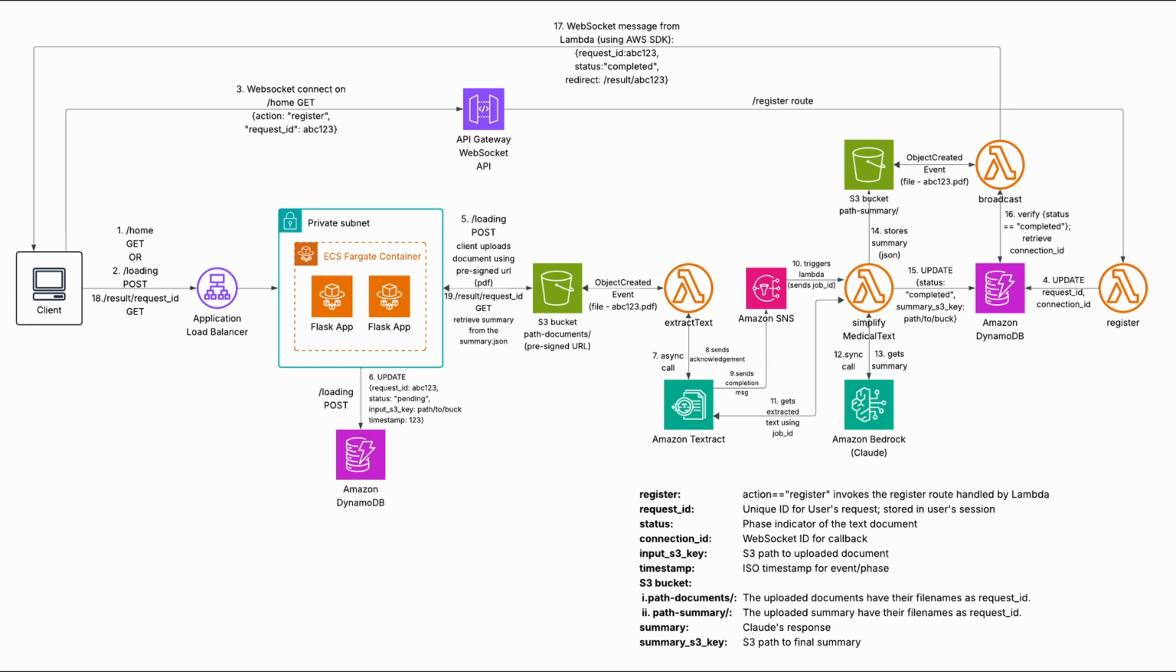Next, the user uploads a medical PDF through the loading route. The Flask app returns a pre-signed S3 URL and the user uploads the file directly into the S3 bucket. This triggers the extract text lambda function via an S3 object created event. It starts an asynchronous Textract job to extract all the text from the document.